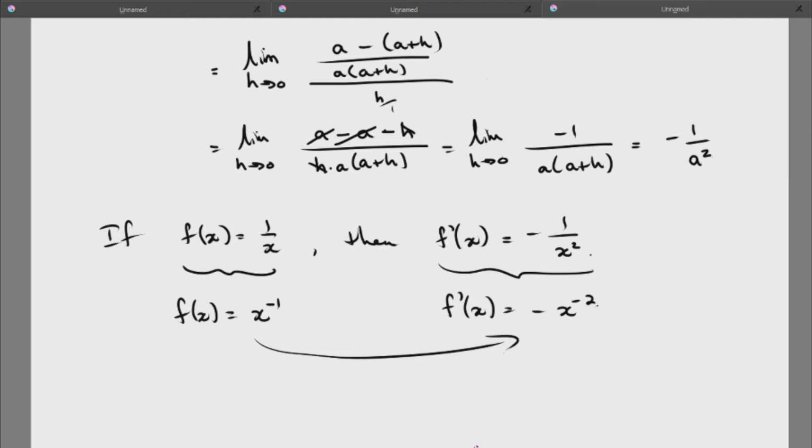What did the power rule say? It said the original power of x is a number that goes in front. Negative 1 was the original power of x. Negative 1 is in front. The new power of x is 1 less than the original, and that's exactly what I'm getting. So the power rule works again.